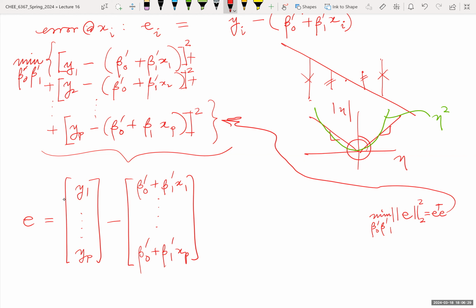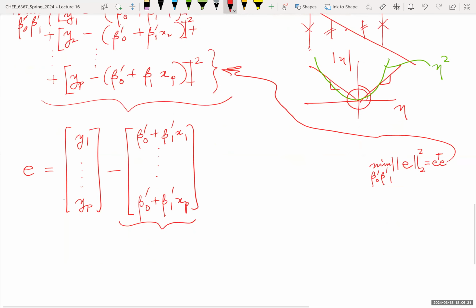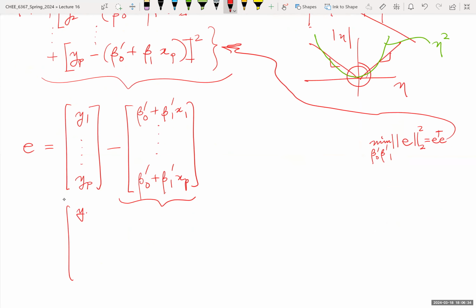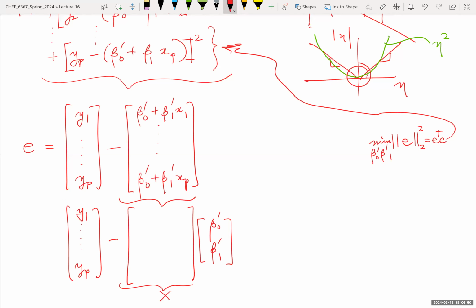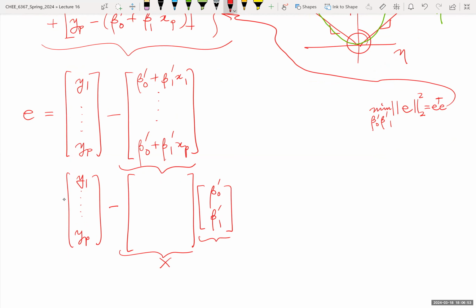But for this vector E, I can do more. I can write this as, so let me put it here, y1 all the way to yp minus a matrix times the parameters. Can you help me with what I need to put here in this matrix X? So when I multiply this matrix X times this vector beta prime, I will get this vector that I have up here. What should be in the first line? So if I multiply this by that, I get this number.